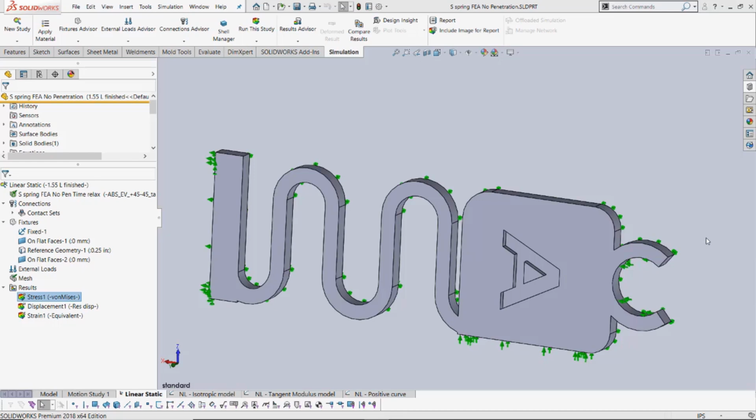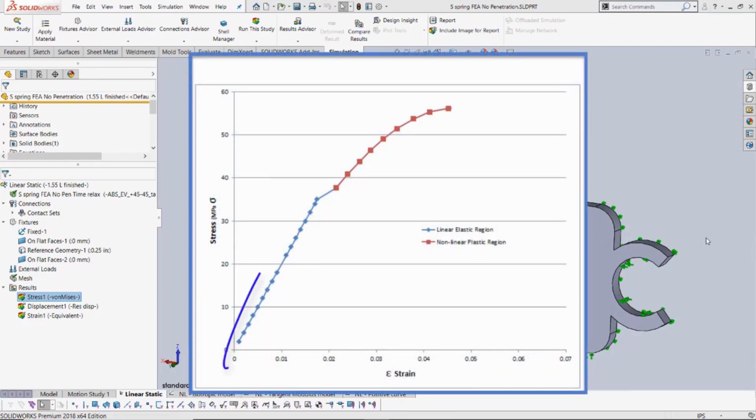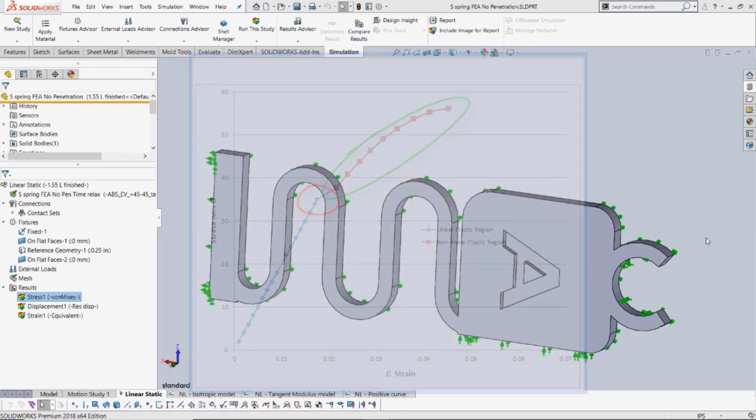In this video, I want to talk about the importance of setting up your material in a nonlinear study and what the differences are between the static solver and the non-static solver when running a simulation study. The major difference between the linear static solver and the nonlinear solver is that the linear static solver is only equipped to handle stresses prior to the yield point, while the nonlinear solver has multiple options for setting out the material properties past the yield point. This region is called the plastic region of the material.